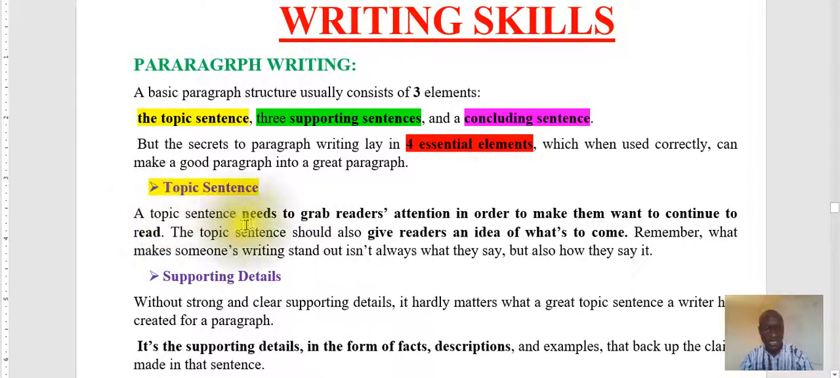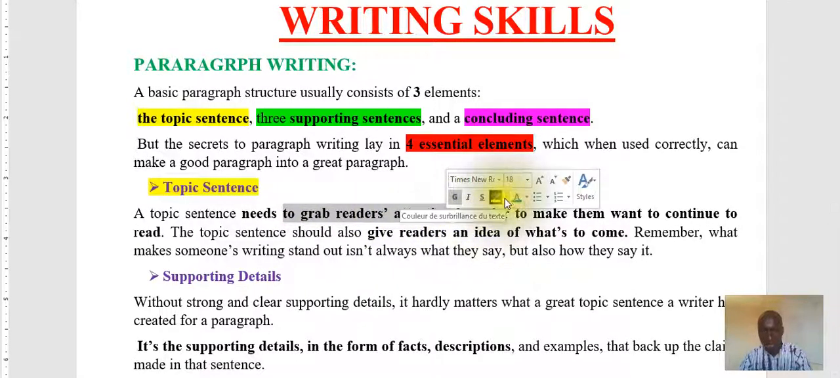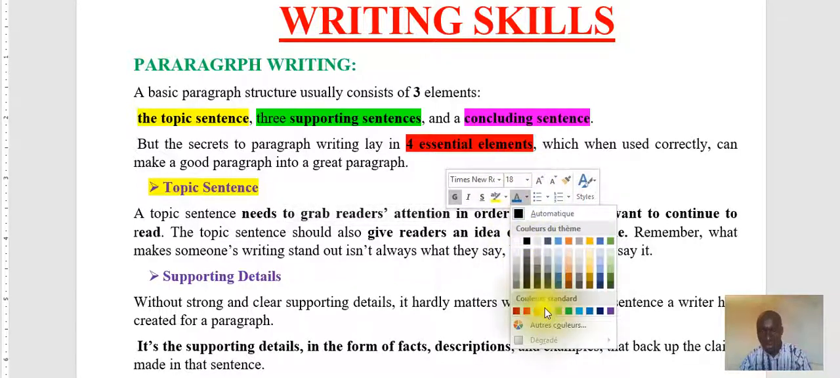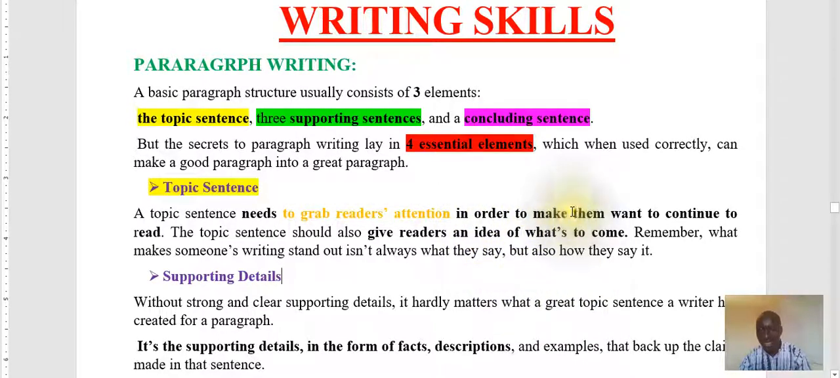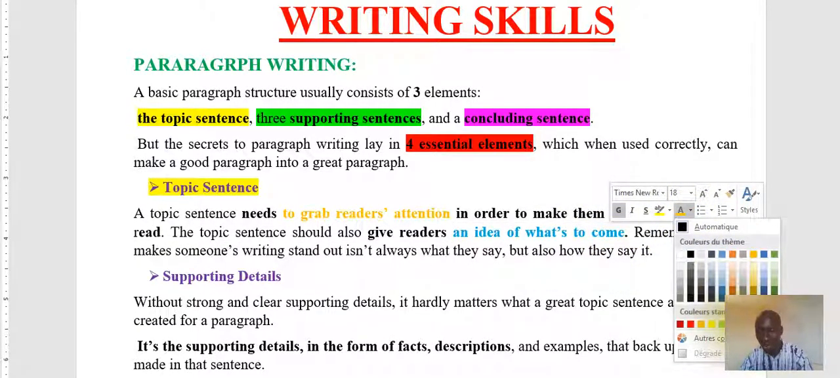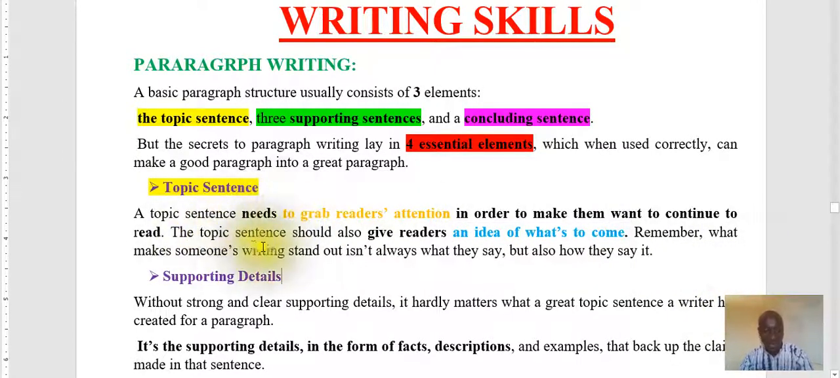What is the topic sentence? A topic sentence enables you to grab the reader's attention in order to make them want to continue to read. The topic sentence should also give readers an idea of what's to come.